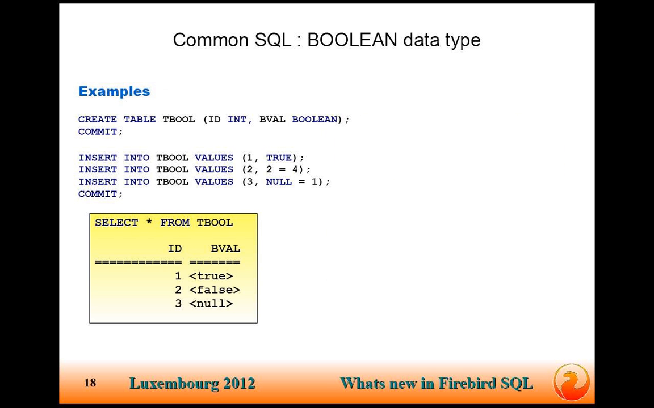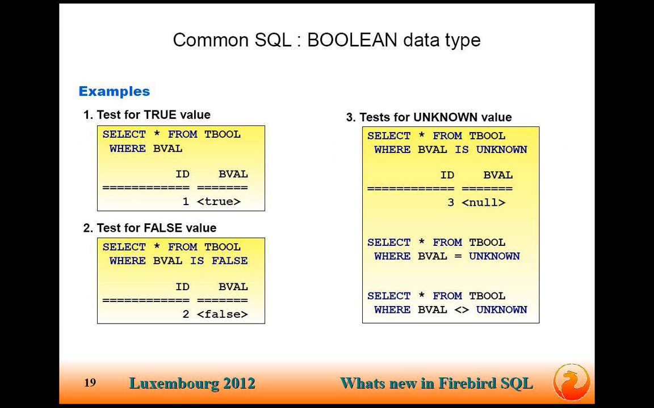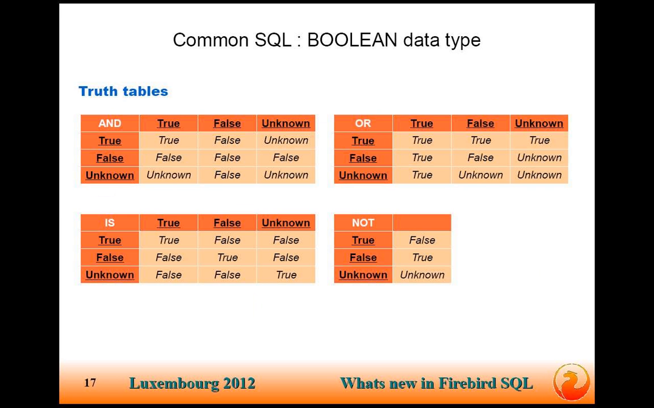Back to this example. We have the 3 rows with true, false, and null. And we test this value with unknown, using operator is unknown. True is unknown, evaluated to false. False is unknown, evaluated to false. But null is unknown, the only case which is evaluated to true, according to this table.